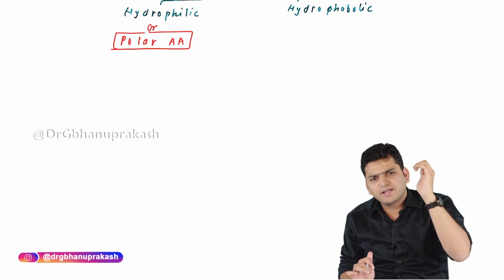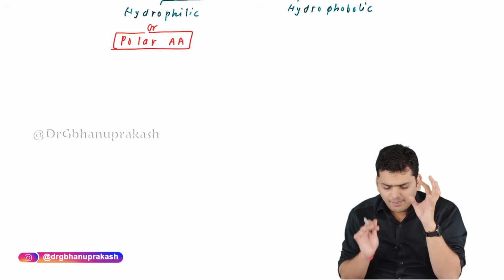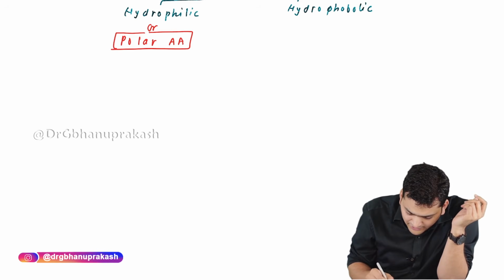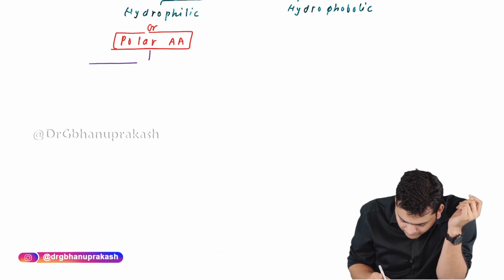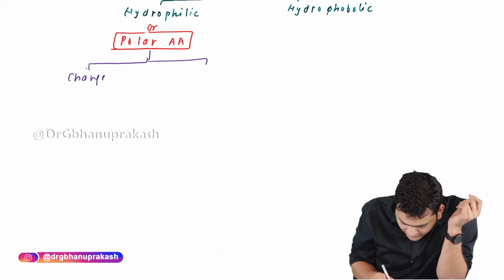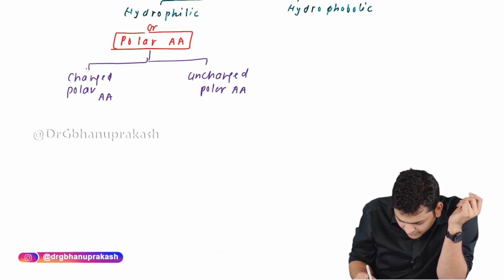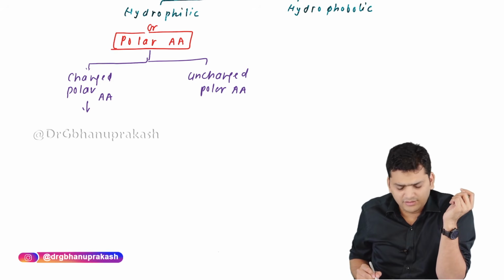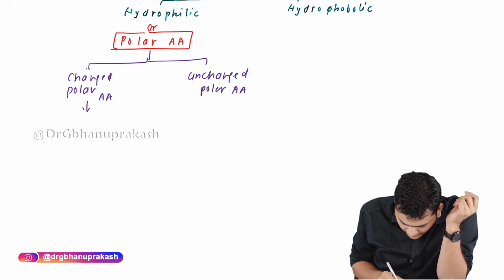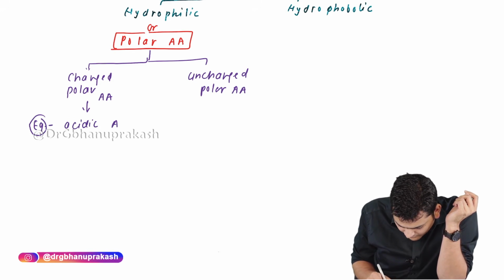We have the 4 subcategories: alcohol, acid, base and amide. These polar amino acids can further be divided into 2 subcategories: charged polar amino acids, meaning having a charge, or uncharged polar amino acids. When it comes to the charged polar amino acids, there are 2 examples that you have to add. One is the acidic amino acid, and the second is the basic amino acid.